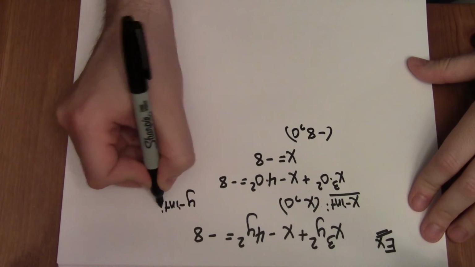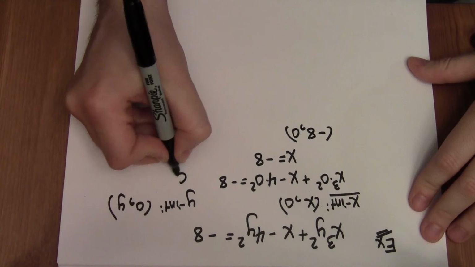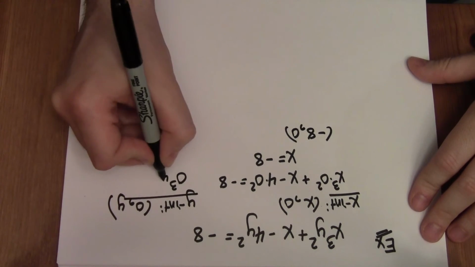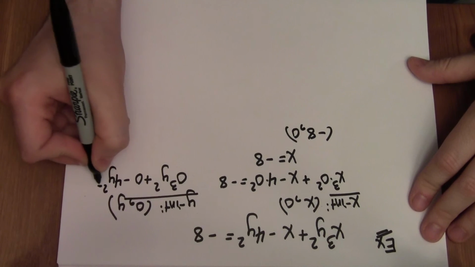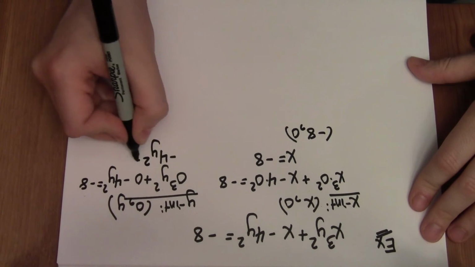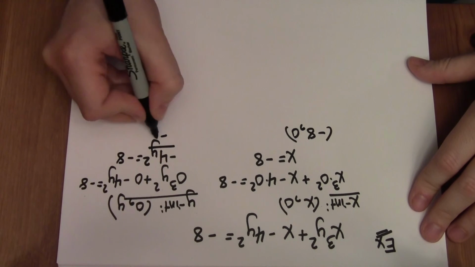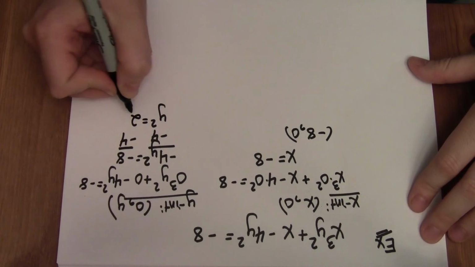For the y-intercept, I'm going to plug in 0 for the x. I'm going to get 0 to the third times y squared plus 0 minus 4y squared equals negative 8. This just gives me negative 4y squared equals negative 8. Divide by negative 4. y squared equals 2.